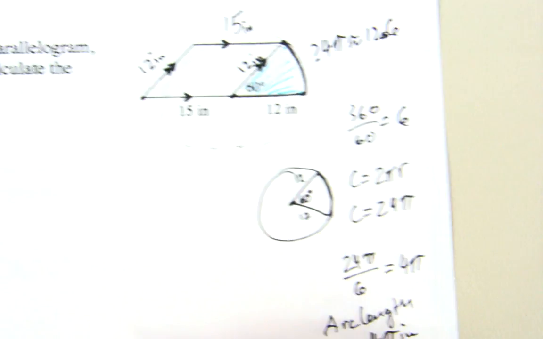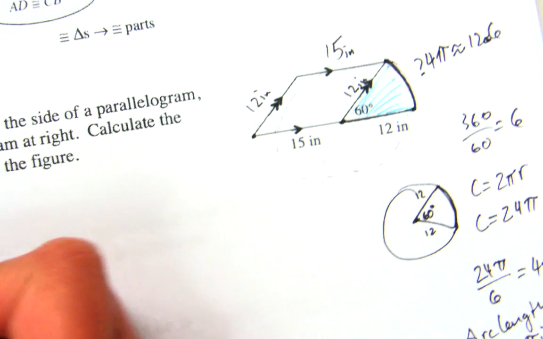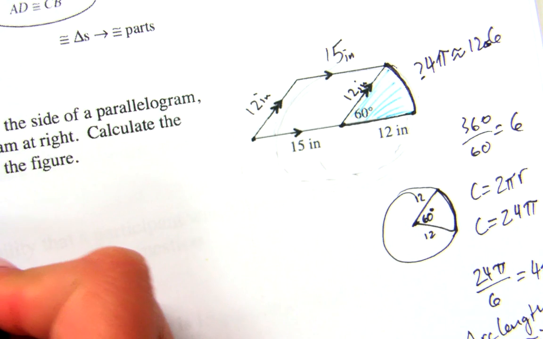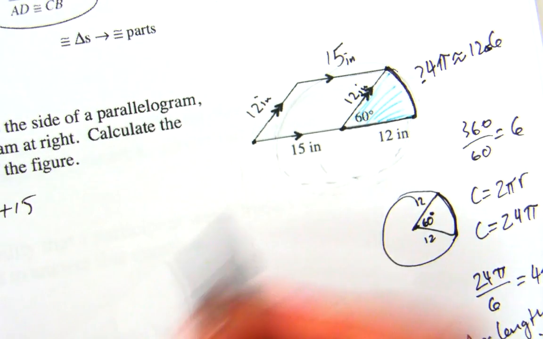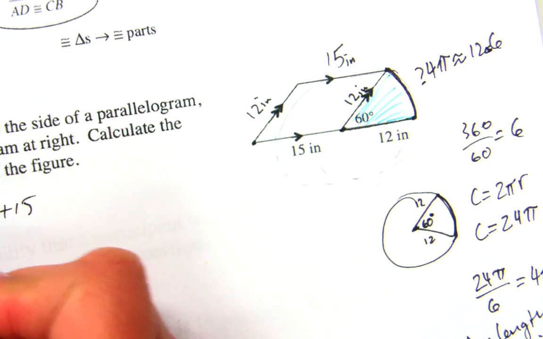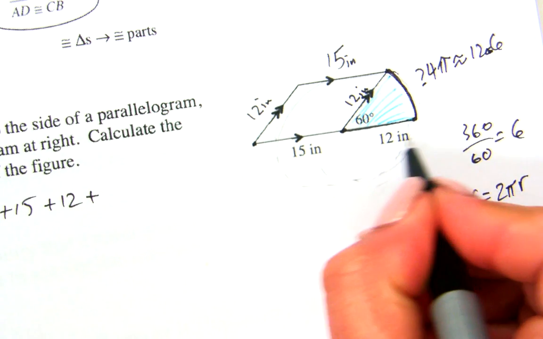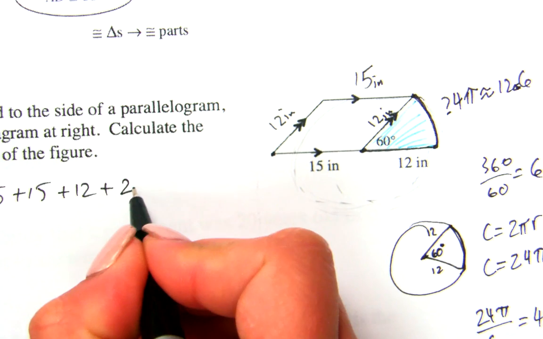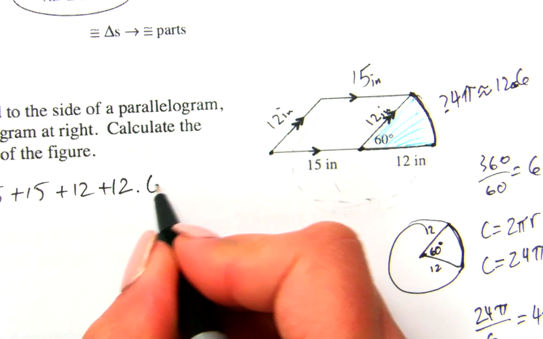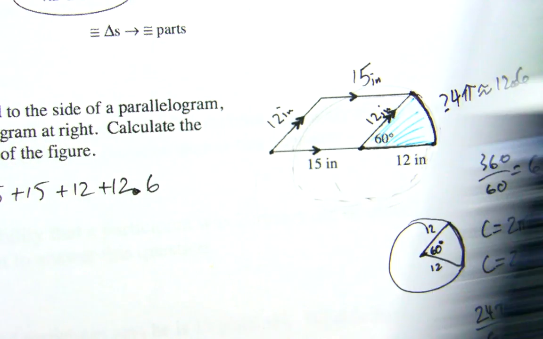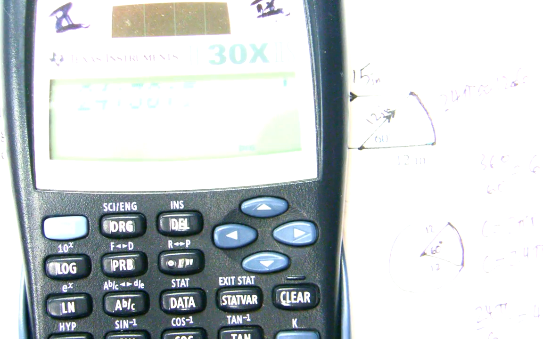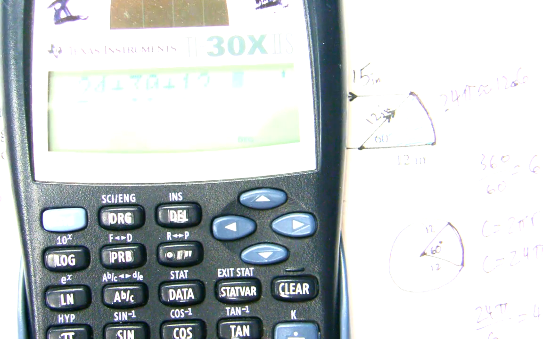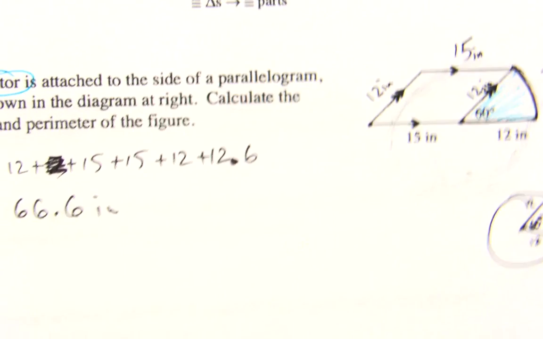12.6. So your perimeter is just adding them all up. So we have 12 plus 12 plus 15 plus 15. Oh, no, this is just one 12, my bad. Sorry, 12 plus 12. No, there's still two 12s. Plus 12, that's 12 right here, plus 12.6-ish. And that should add up to, let's see, 24 plus 30 plus 12.6. Oh, perfect. 66.6 inches. That's our perimeter. Sorry if you couldn't see that.